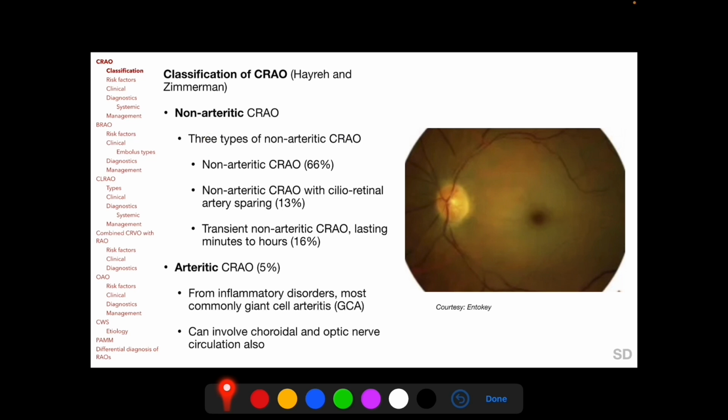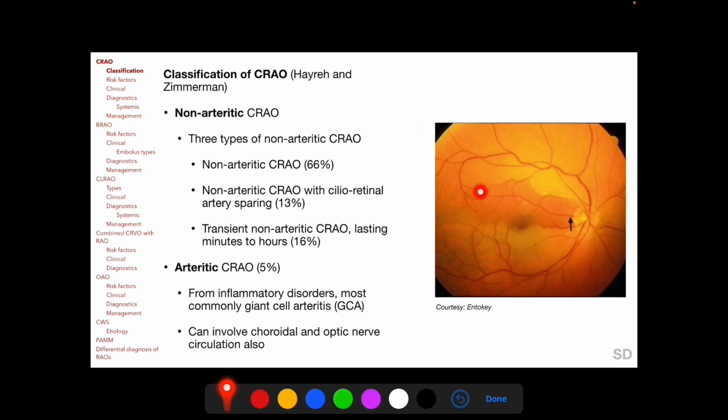Three types of non-arteritic CRAO have been described, with the isolated non-arteritic CRAO being the most common, as seen here in this clinical photograph. The other two types of non-arteritic CRAOs are non-arteritic CRAO with cilioretinal artery sparing, as seen here in this clinical photograph, and transient non-arteritic CRAO, which lasts minutes to hours only.